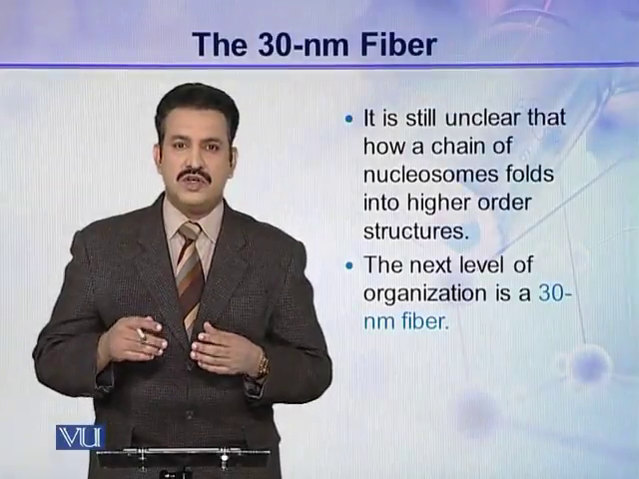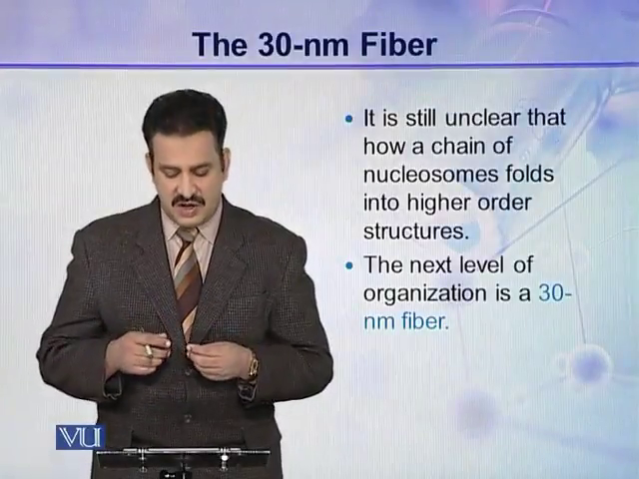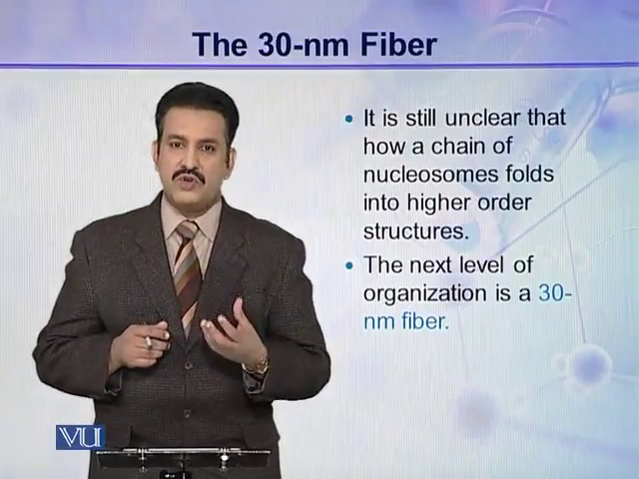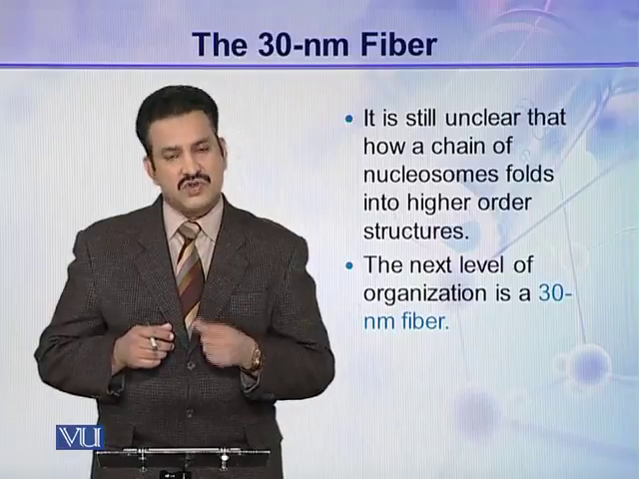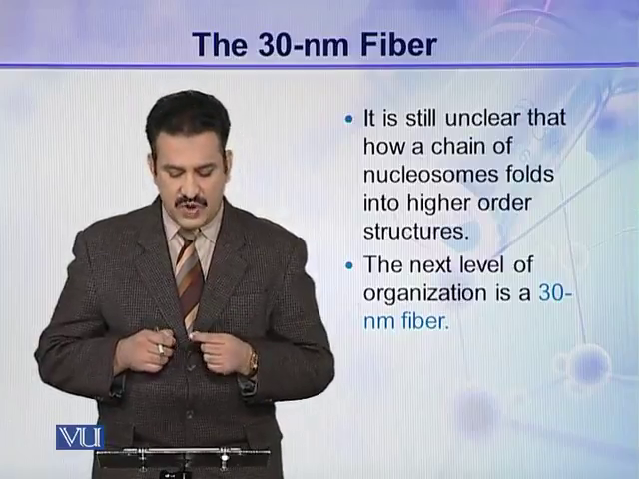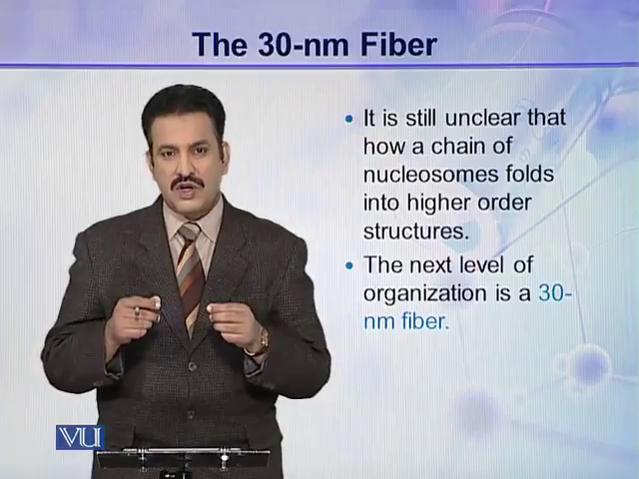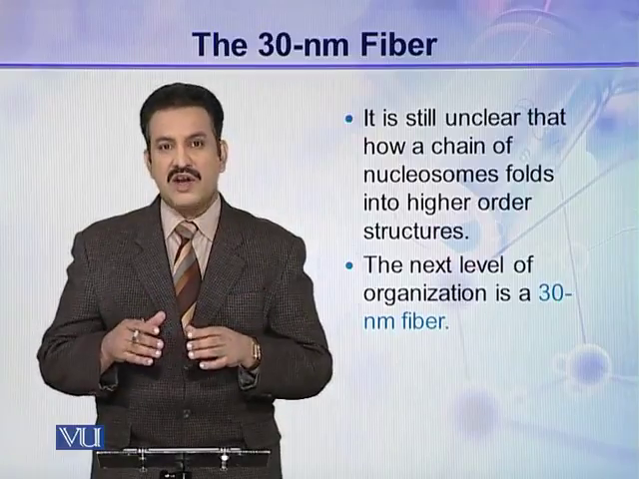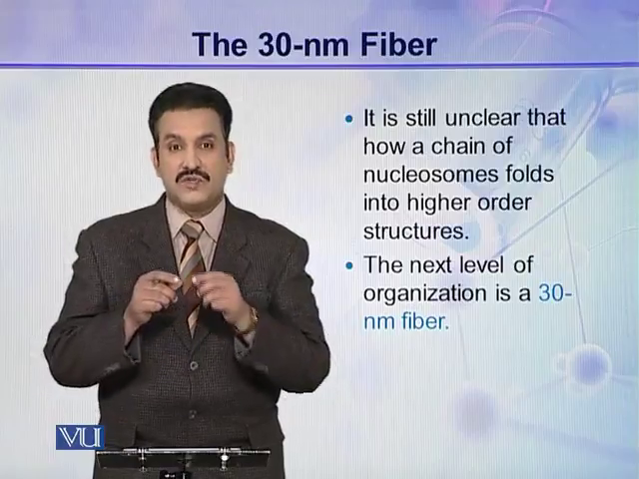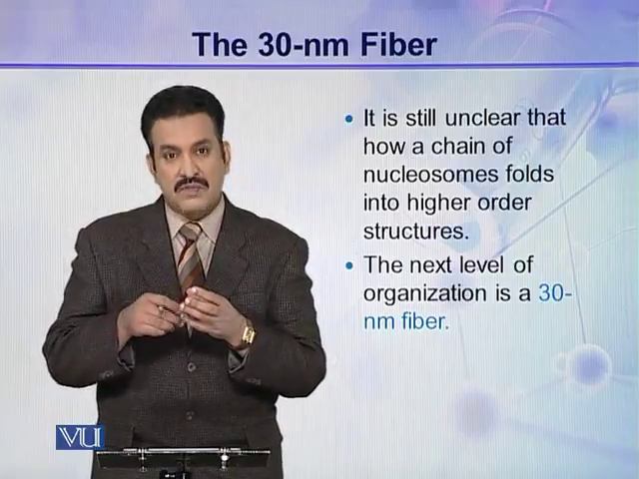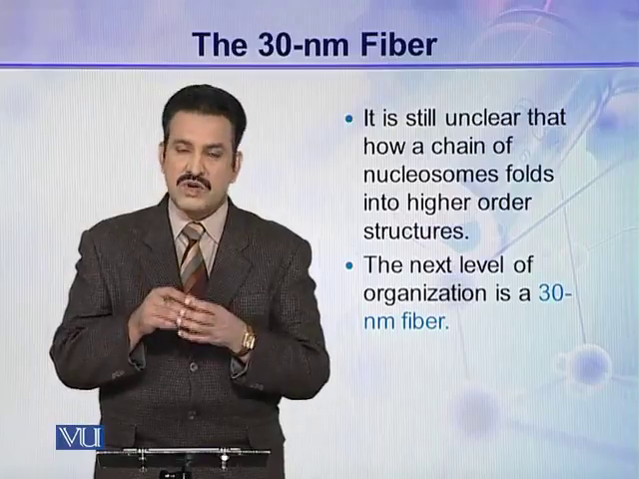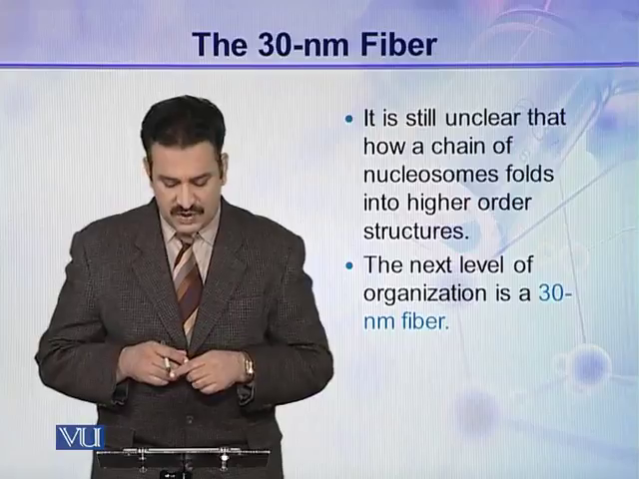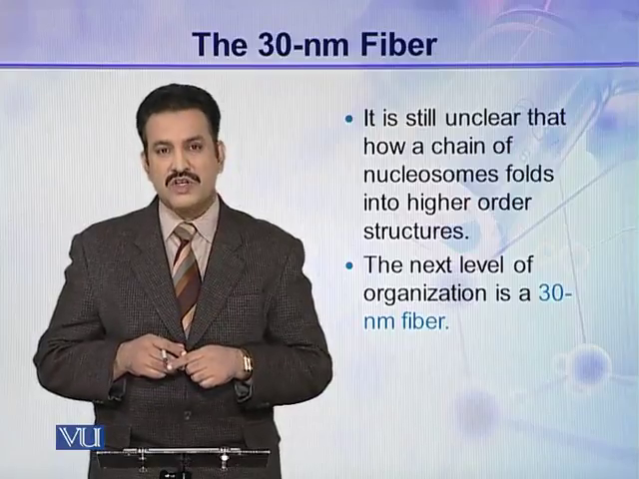As you know, the chromatin fibers are highly condensed to make a chromosome. It is still unclear how a chain of nucleosomes, or beads on the string, fold into higher order structures. How do these fibers fold and condense to make a chromosome? The next level of organization is a 30 nanometer fiber.